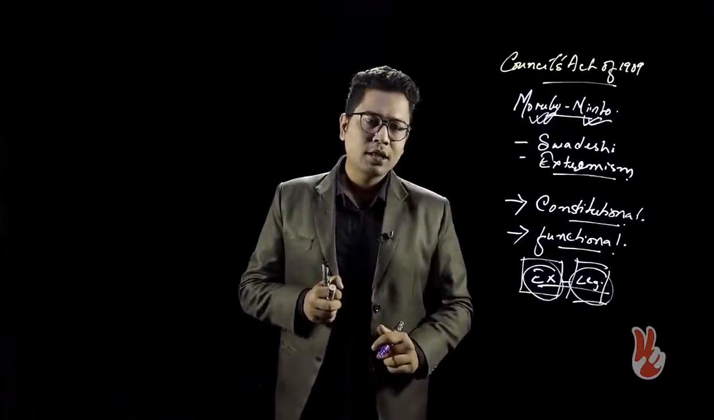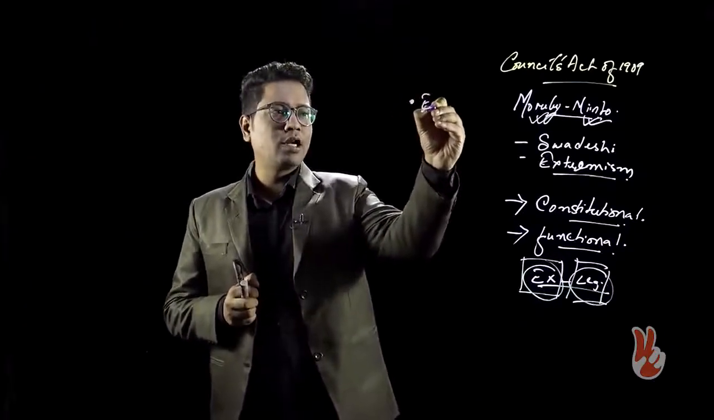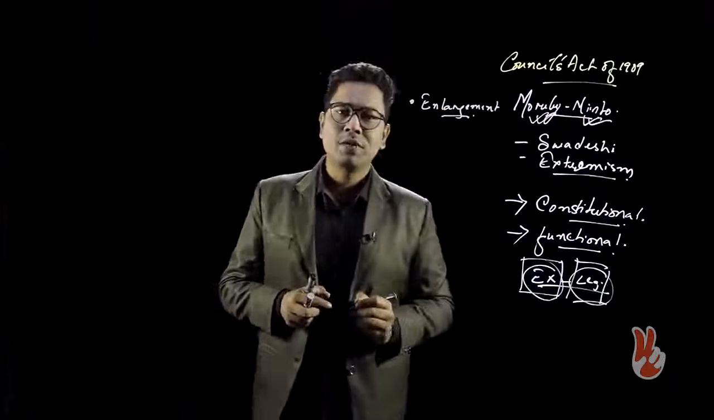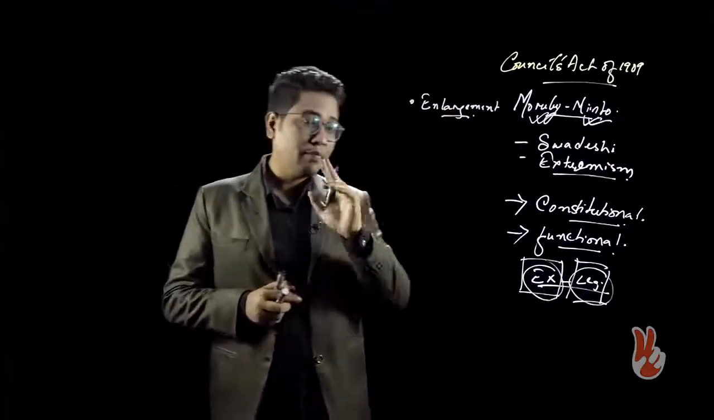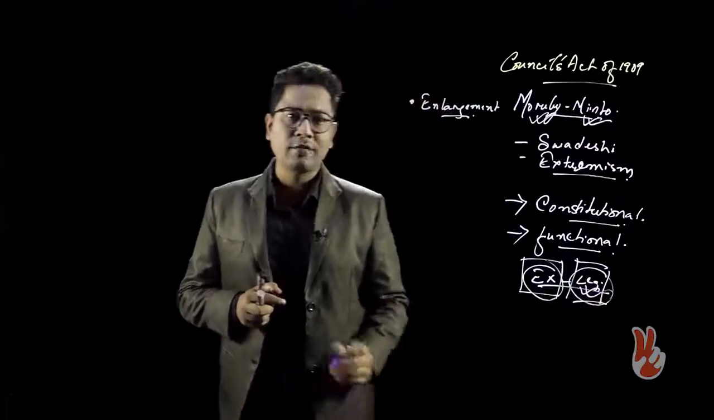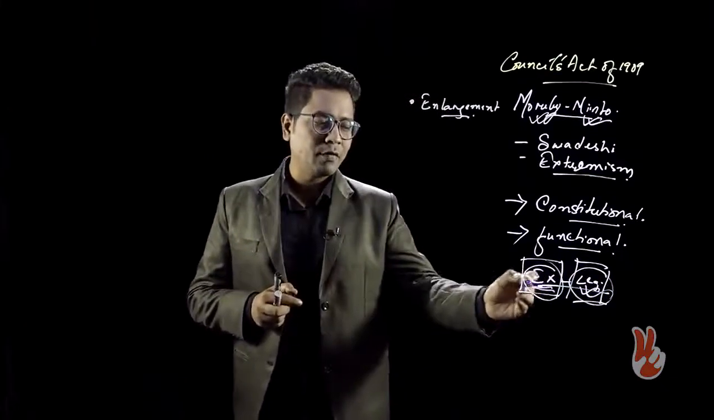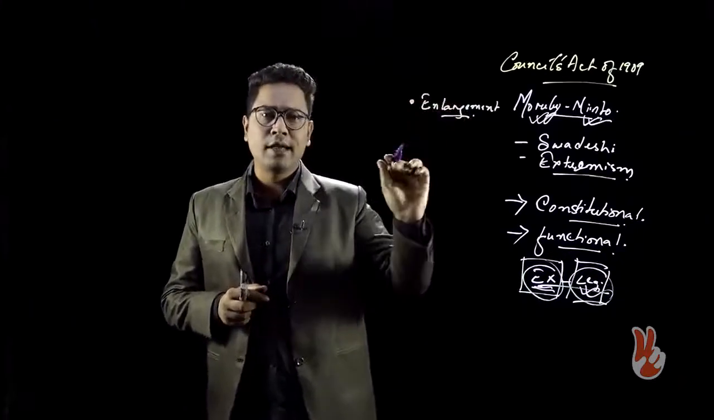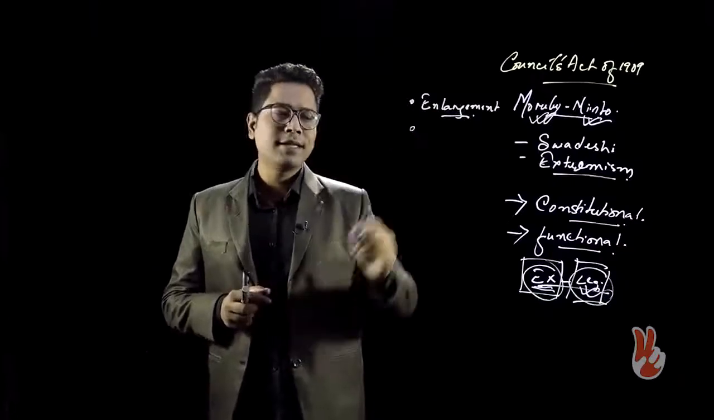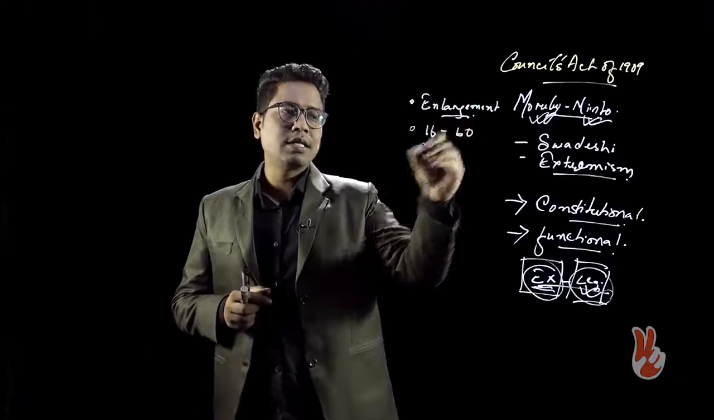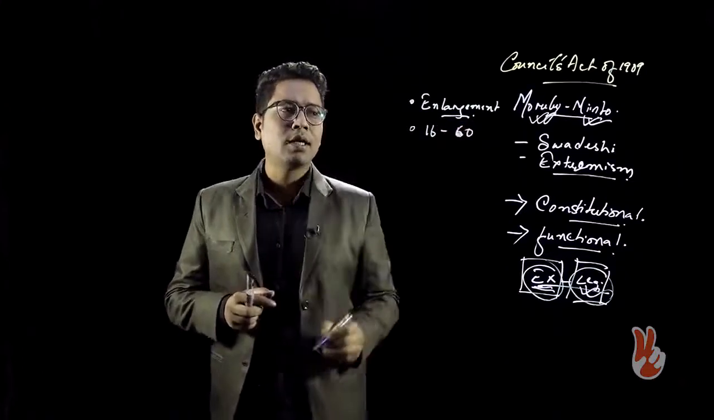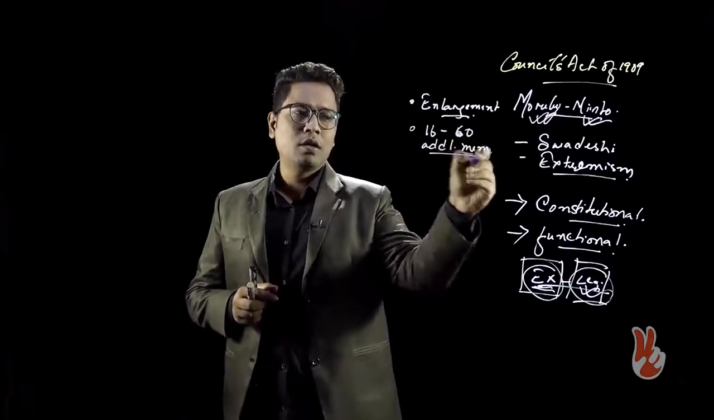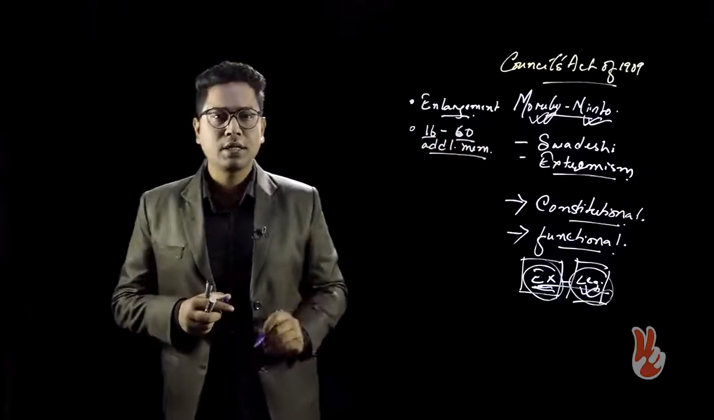As far as the provisions of the Act are concerned, number one, enlargement. What is being enlarged? Of course, the size of these assemblies, the additional members. Remember, the additional members are members of the legislative, not of the executive. They have nothing to do with the executive. The number of additional members in the central legislative council will be enlarged from 16 to 60.